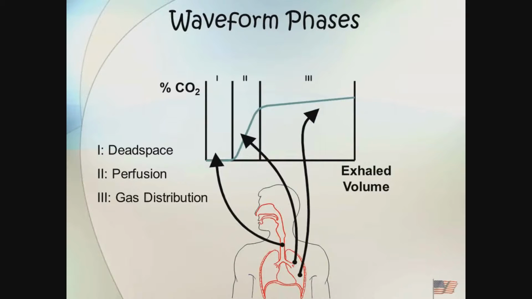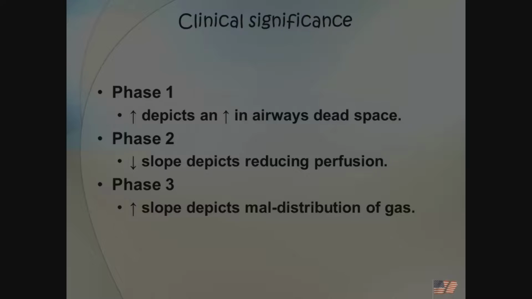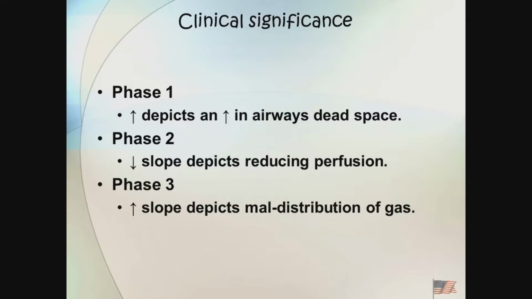Another graphic just showing the first part is dead space, second part is perfusion, third part is gas distribution. Kind of get an idea of it. Whenever I see an increase in phase one, I'm looking at an increase in dead space for some reason, be it mechanical, be it anatomic. Well, anatomic wouldn't be increased, but the mechanical certainly would. Phase two, you're going to look for that slope reducing, so it's not as steep. That would tell me that I have a reduction in perfusion. In phase three, we're going to look towards maldistribution of gas. Okay.